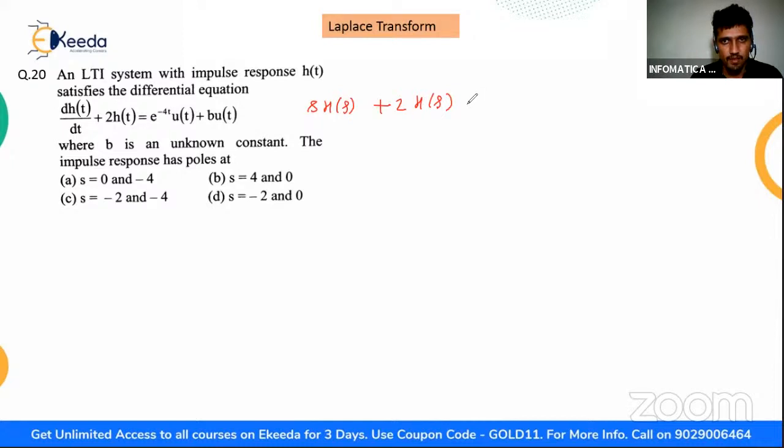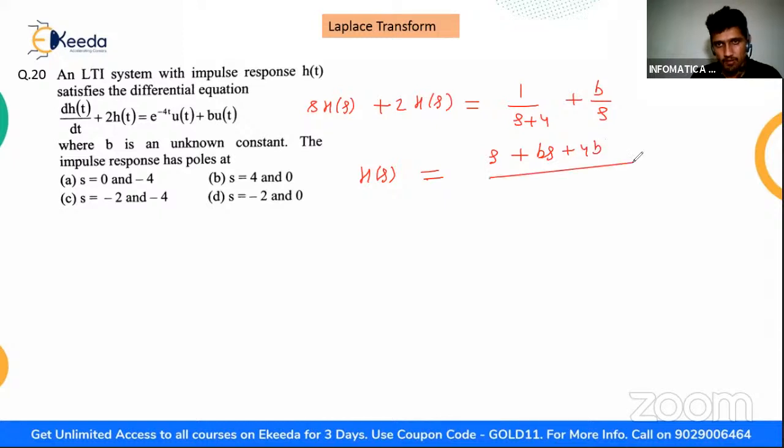Okay, and for that we will use Laplace transform 1 upon s plus 4. For this, we will use B upon S. On solving, what we will get, that this we can easily multiply it. S plus BS plus 4B divided by S plus 4 multiplied by S, and then again multiplied by this S plus 2.